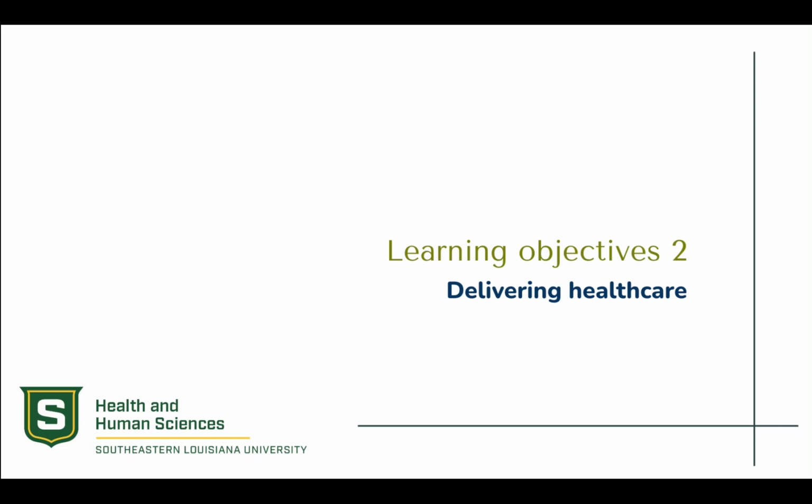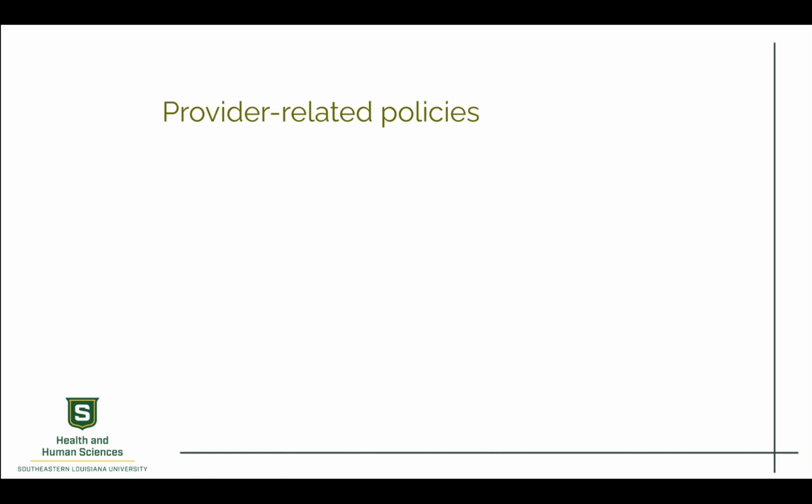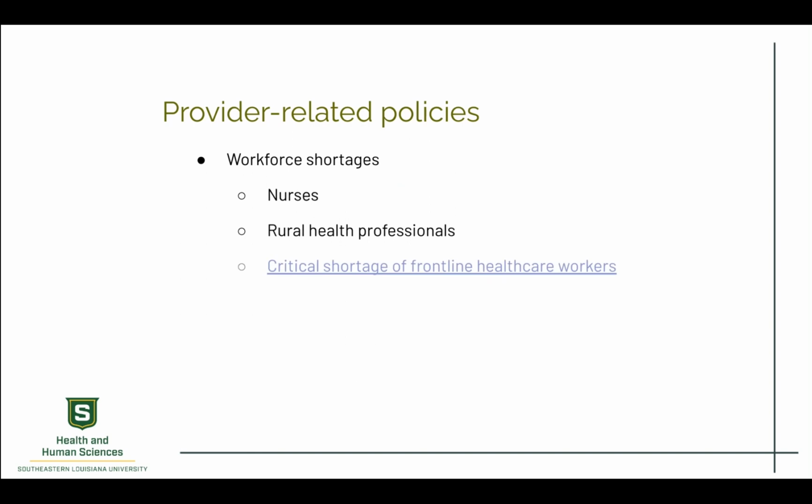So now we get into the second objective, where we'll be focusing on service delivery. With the provider related policies, we are looking at things like workforce shortage. Some of the places we have seen shortage have been with nurses, and we've also seen that with rural health providers. And across the world, there is a critical shortage of frontline healthcare workers.